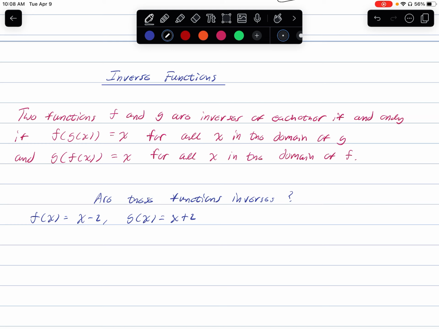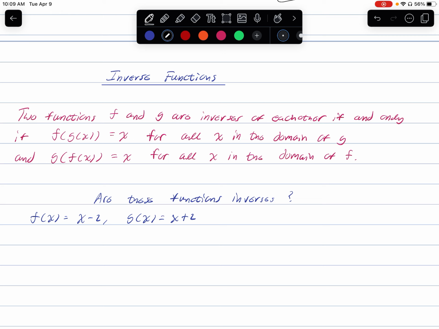So in a previous video, we talked about compositions of two functions, and now I want to talk about special types of functions called inverse functions. So these are functions that undo another function, if you will. Okay. All right. So we have two functions, f and g, are inverses of each other.